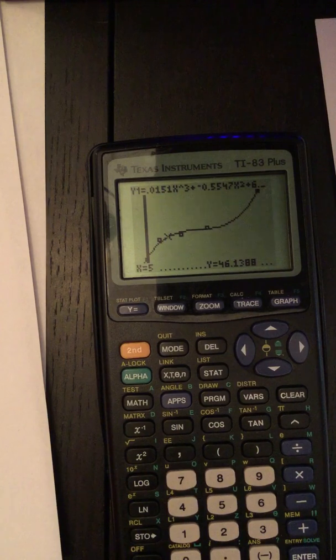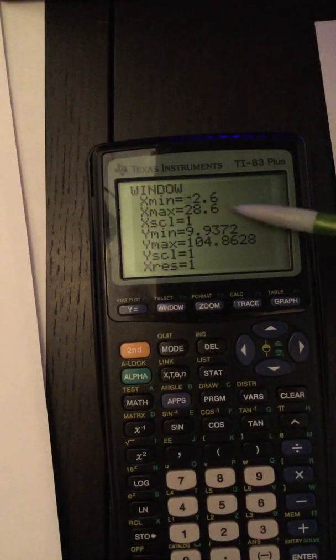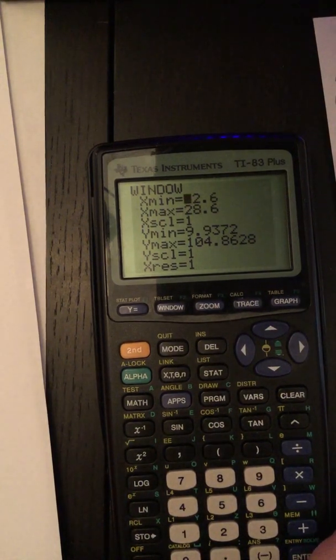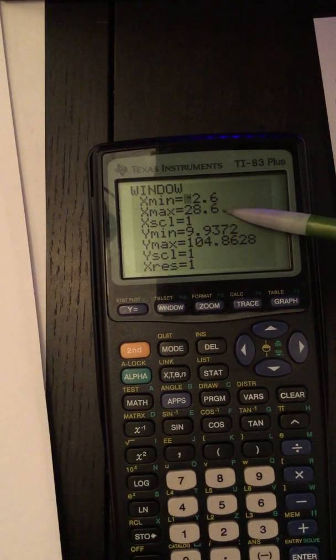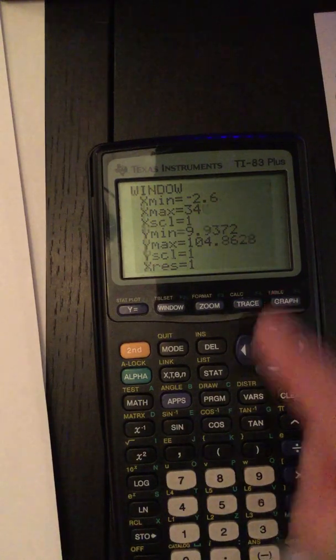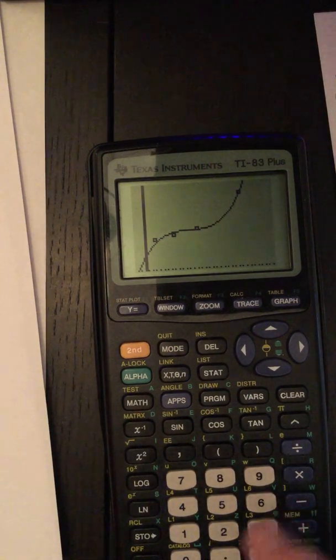The next question, extrapolate the average price of gas in 2010, rounded to the nearest hundredth. Now, let's check our windows. Our windows only go up to, well, let's see, 2010 minus 1979 equals 31 years. So our X max only goes up to 28.6. So let's extend that. Let's put maybe 34 in just to open that window up, okay? And we'll graph it again. Because if we didn't, then it would give us an error message, okay?